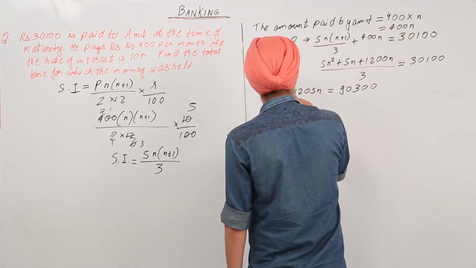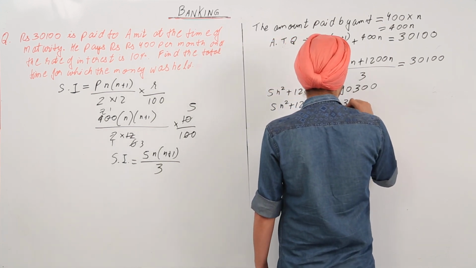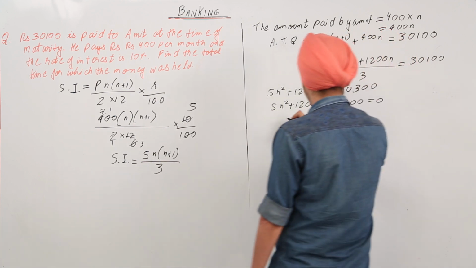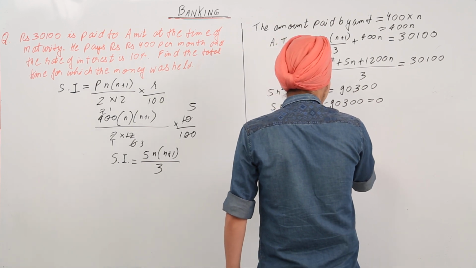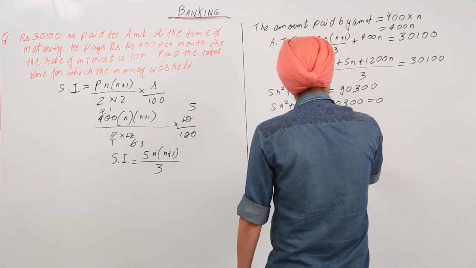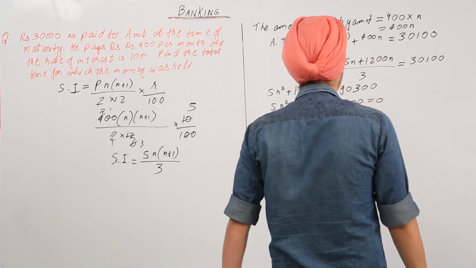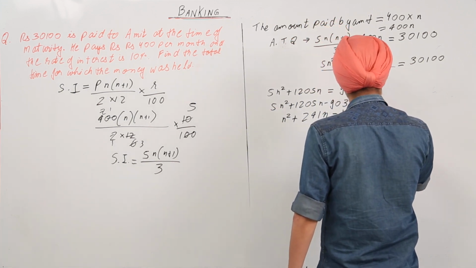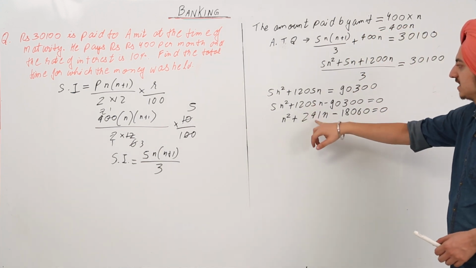That is very simple. How do we do this? By splitting of middle term. But before that, we can still simplify this equation by dividing it by 5. So I'll do that. That gives us N square plus 241N minus, dividing this by 5, we get 18060 equal to 0. So this is the equation that we get after dividing by 5.